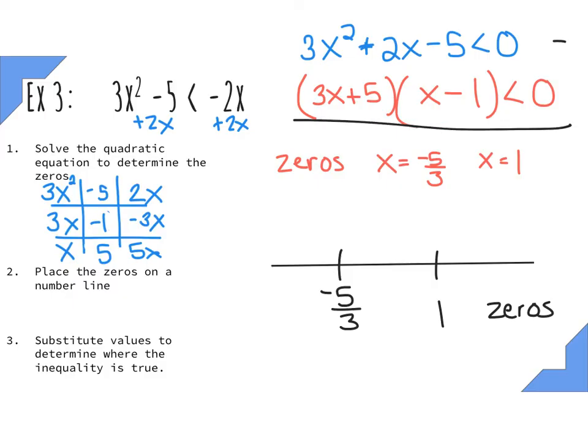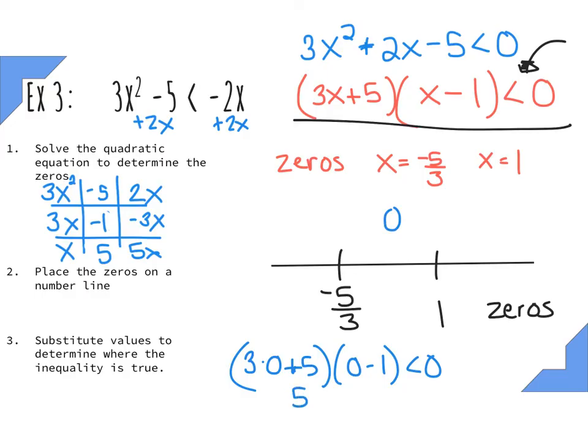If I look up here, I want to know where is it less than 0, meaning where is it negative. So again, I'm going to pick some value. I like 0, so let's say, yep, I can choose 0. That's going to be in between these two. If I plug 0 in, that would give me 3 times 0 plus 5. Now, you could plug it back into the original. Totally fine to do that. I just think it's easier when it's in factored form to do mental math. So 3 times 0 is 0 plus 5 is 5. And 0 minus 1 is -1. So 5 times -1 is a negative number. Yay! So it's negative in between the two, which means it's positive out here and out here.